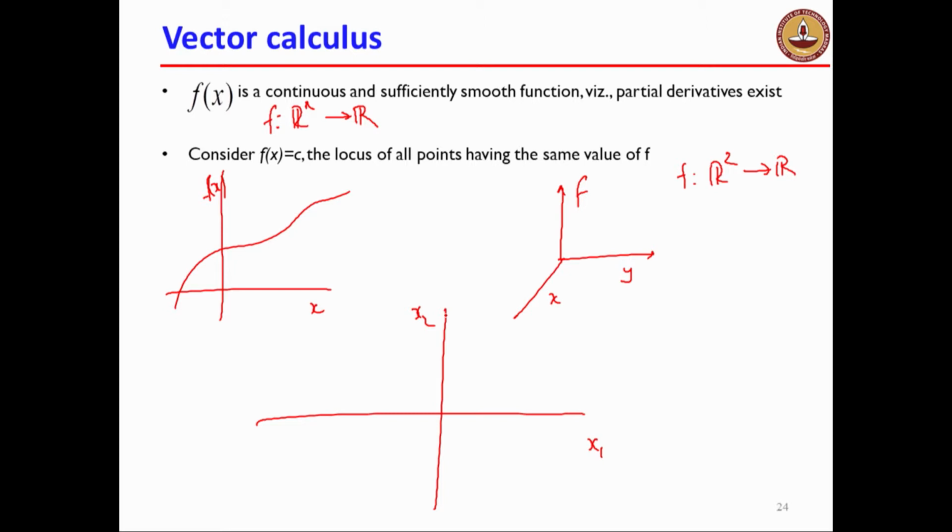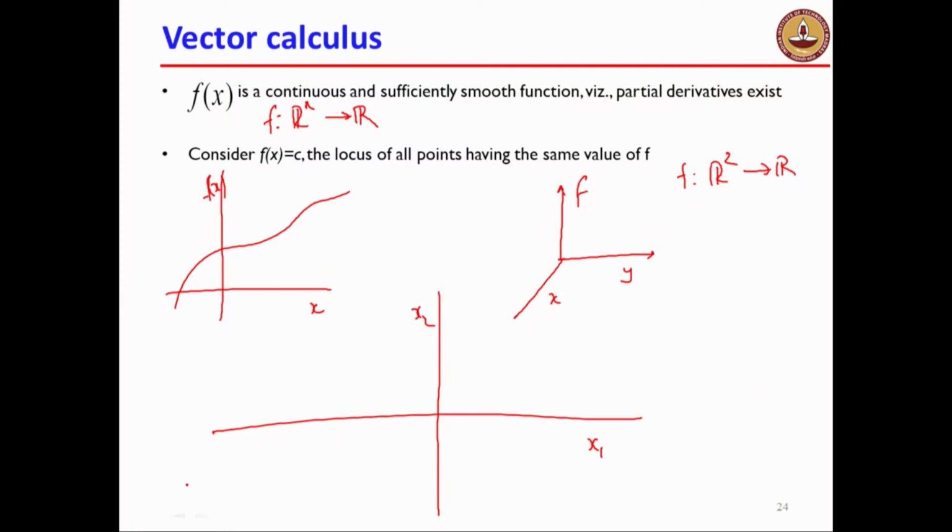but I consider f of x equal to c. That is a locus of all points which have the same value of f, which is equal to c. So you may have seen a weather chart. A weather chart will have isotherms, isobars and so on, which are all the points which have the same value of the temperature if it's an isotherm. If it's an isobar, it is all the points which have the same value of pressure.